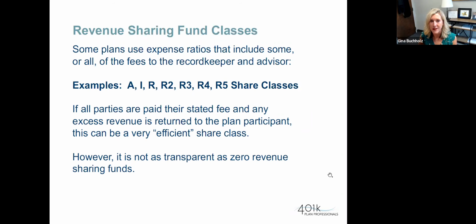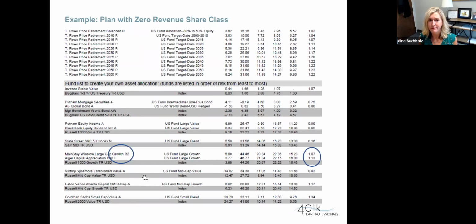So let me give you an example of that. This is another one of our clients that has revenue sharing mutual funds. And here's an example where they have an R2 or R share class, and this just lists one single expense ratio. One single expense ratio, but within that expense ratio, three parties are getting paid: the investment manager, the record keeper, and the advisor.